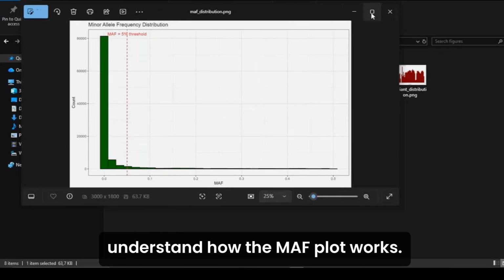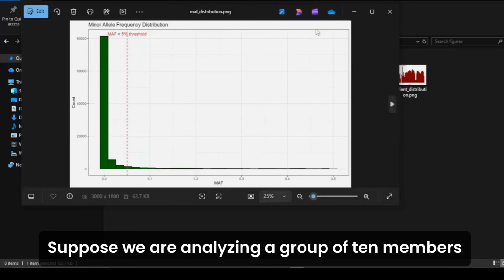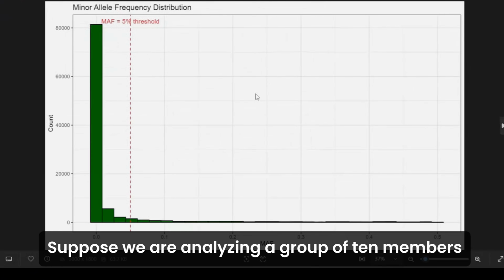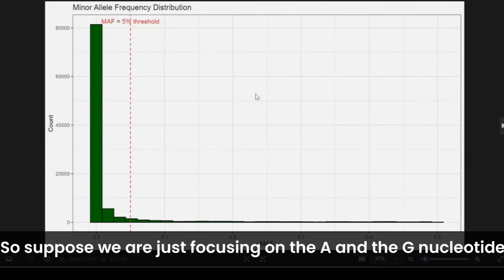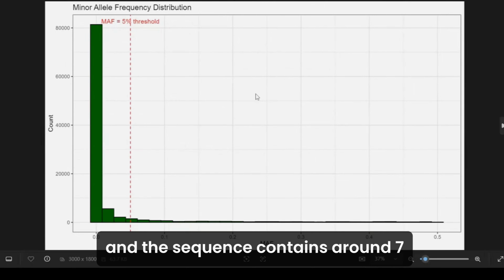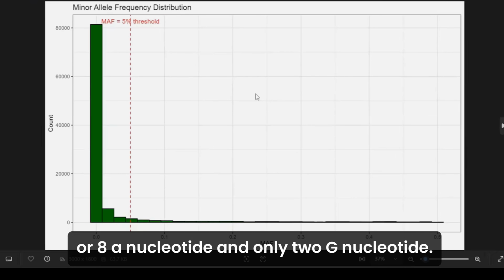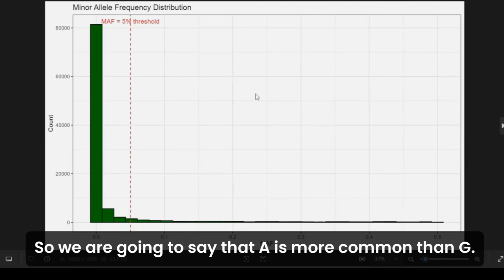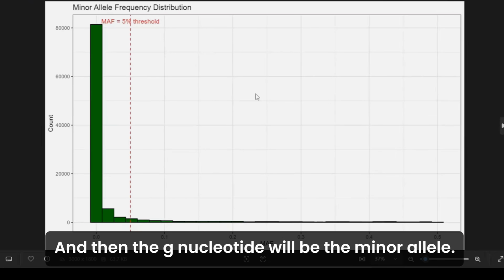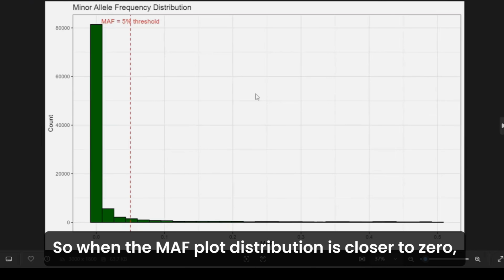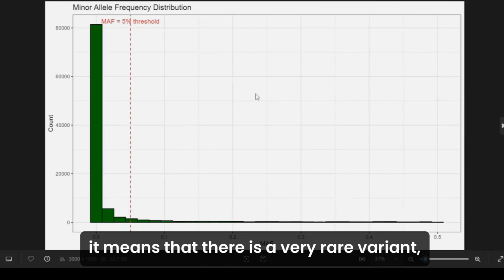For you to easily understand how the MAF plot works, suppose we are analyzing a group of 10 members and you are looking at their DNA position. Suppose we are just focusing on the A and G nucleotides, and the sequence contains around 7 or 8 A nucleotides and only 2 G nucleotides. So we say that A is more common than G. The A nucleotides are called the major allele, and the G nucleotides will be the minor allele.